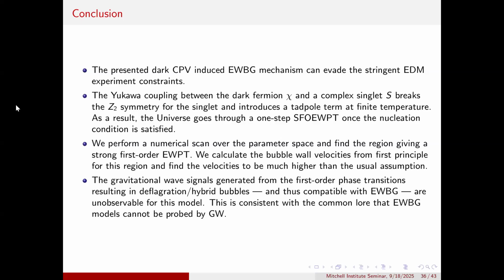And the gravitational wave, it's unobservable for the deflagration and hybrid bubbles, which are for baryogenesis. And this actually agrees with the common law in the community that electroweak baryogenesis cannot be probed by gravitational wave. But this is model dependent, so I would say this is not the final conclusion.